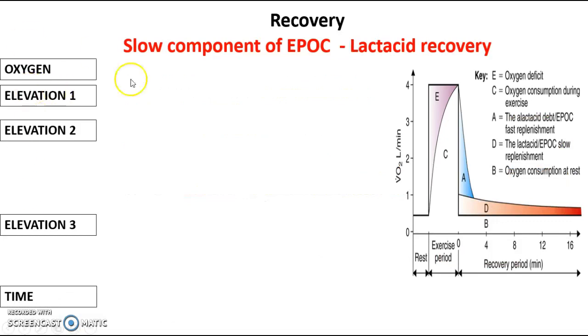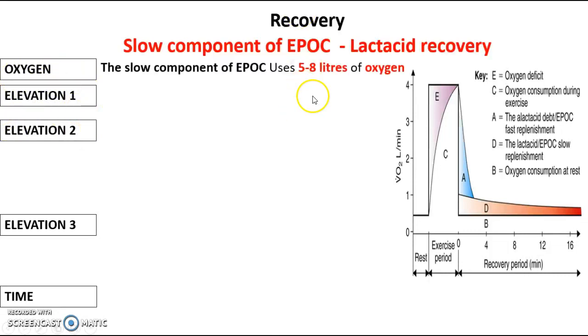So the next thing we have to look at is the oxygen required to fuel this slow component of EPOC. The oxygen required is 5 to 8 litres. That is the key thing. If you remember before, it's quite good this, because the fast component was 1 to 4. There we go, up to 5 to 8 litres of oxygen required for this one.